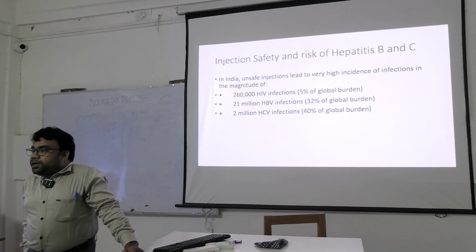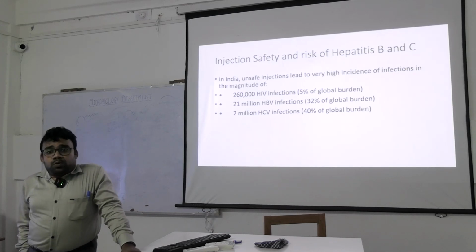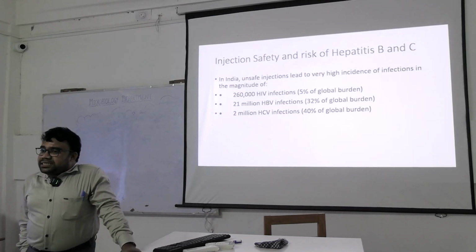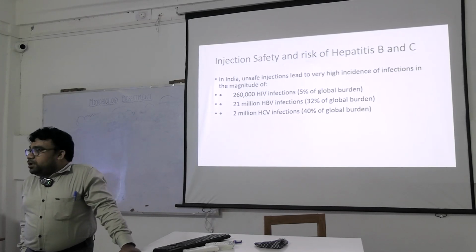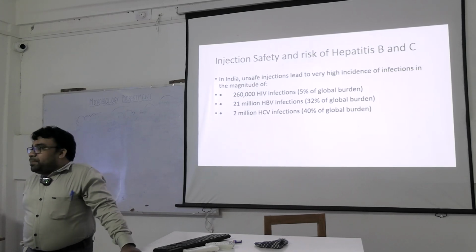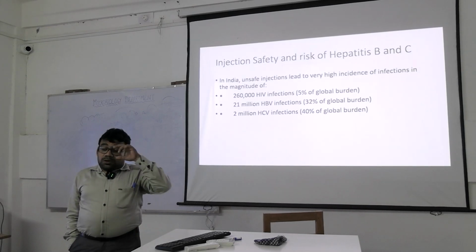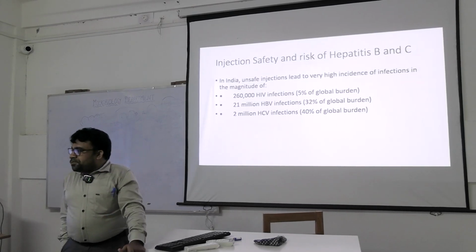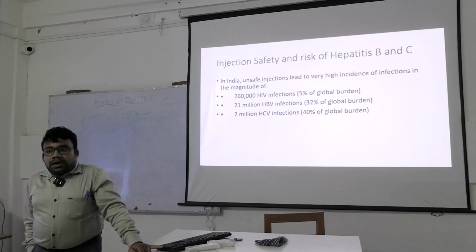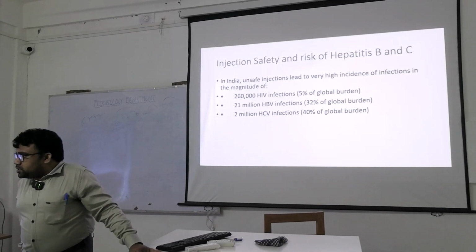A and E predominantly spread through the fecal-oral route, whereas B, C and D are transmitted by the parenteral route. When I say parenteral route, that means other than the enteric route. So, commonly through blood and blood products and also the sexual route of transmission.